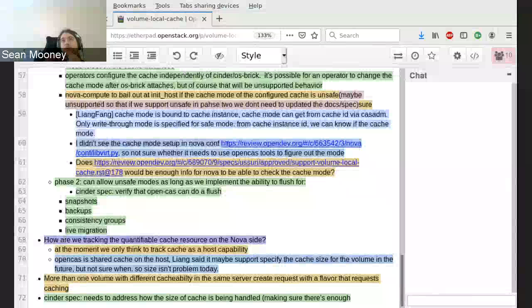We would certainly need to understand it though if we were going to allocate X amount of cache to an instance or schedule based on that. Yeah.